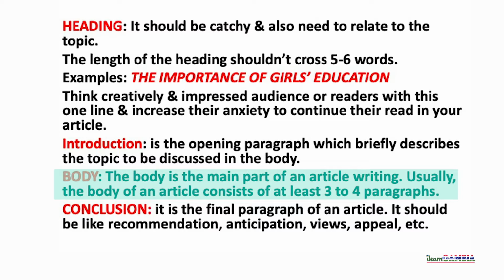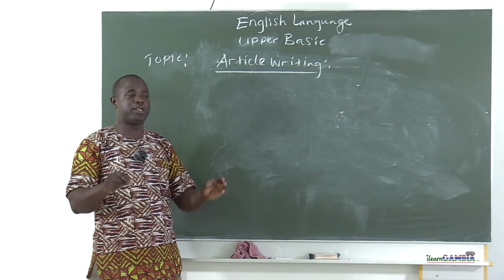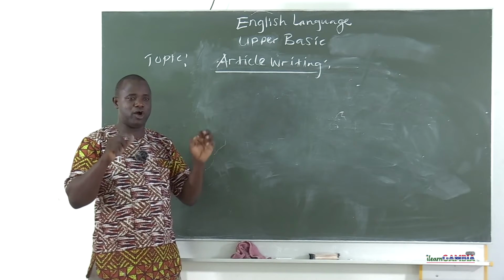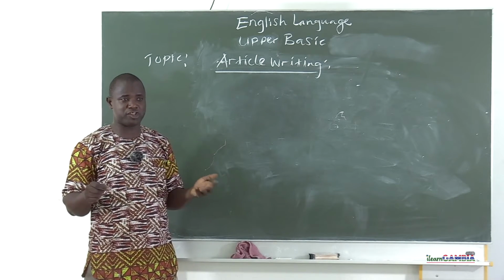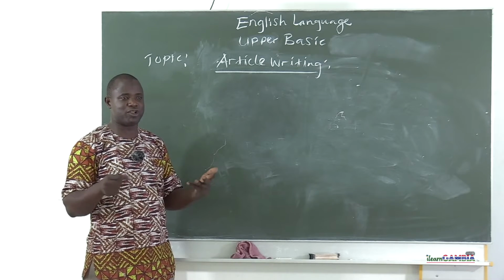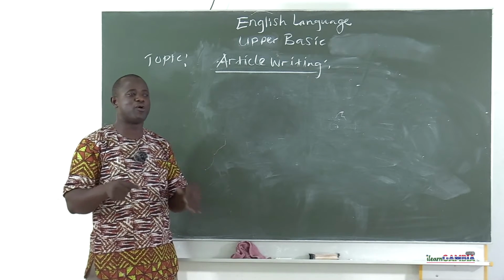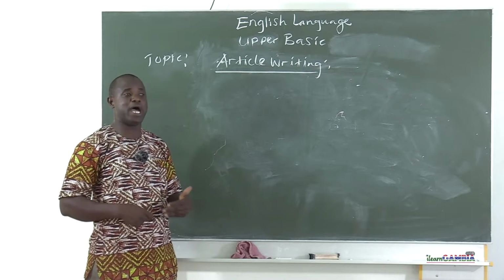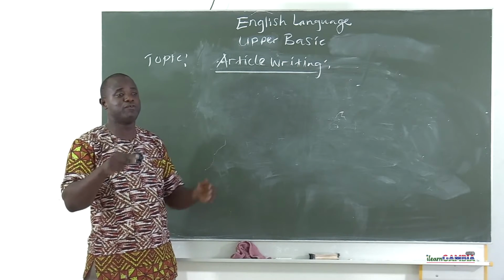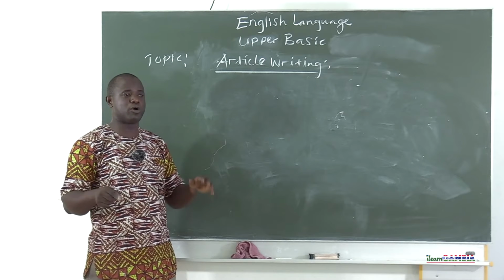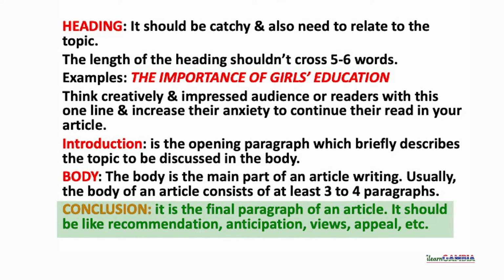It could also be more than that, depending on the subject matter, depending on the topics that you want to write. But traditionally, it is recognized that the body, of course, consists of at least 3 or 4 paragraphs. But of course, if your article intends to talk about a lot of things, you can go beyond 3 or even 4 paragraphs. So after the body, you need the conclusion.